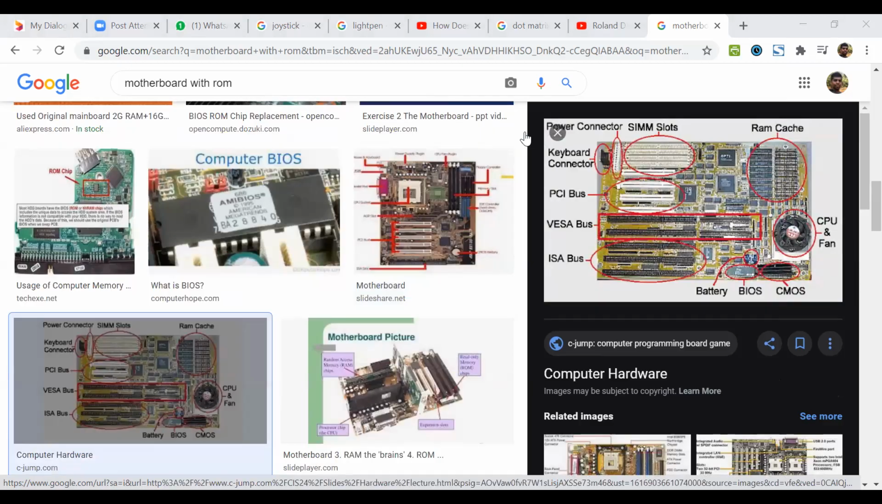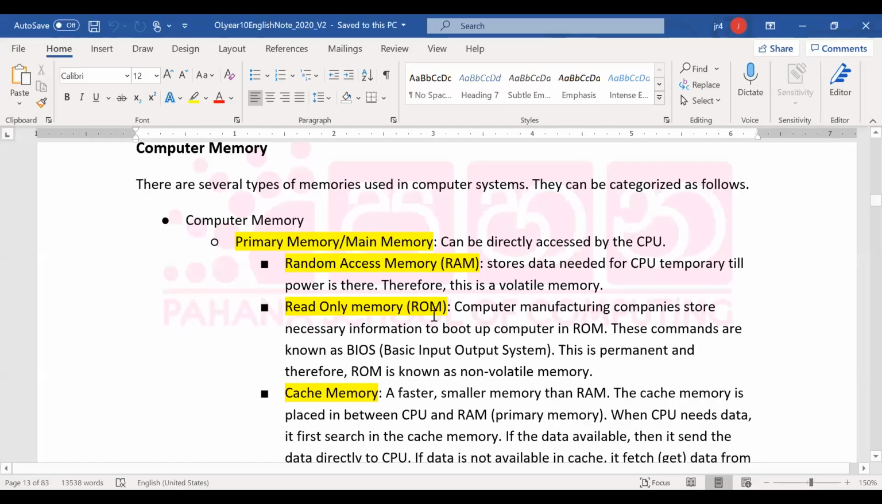Right. So that's about the different types of memory. Right now we have discussed RAM and ROM. Usually the read-only memory is there inside the chip, and that's where we have the commands for the BIOS.